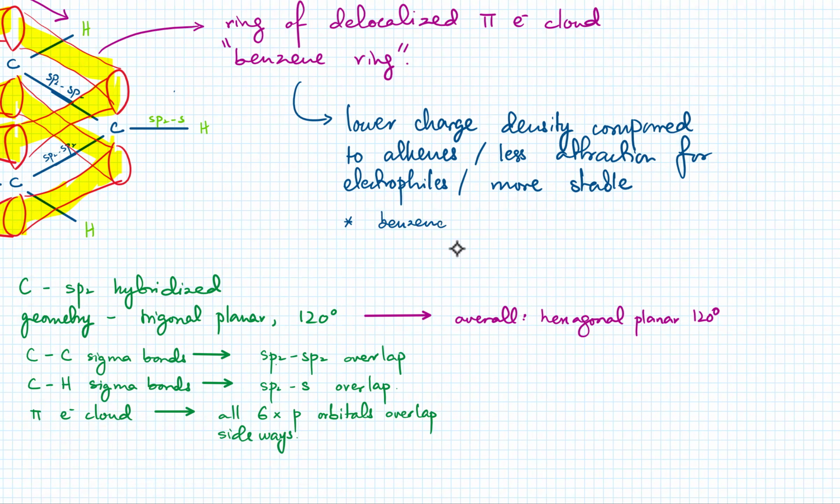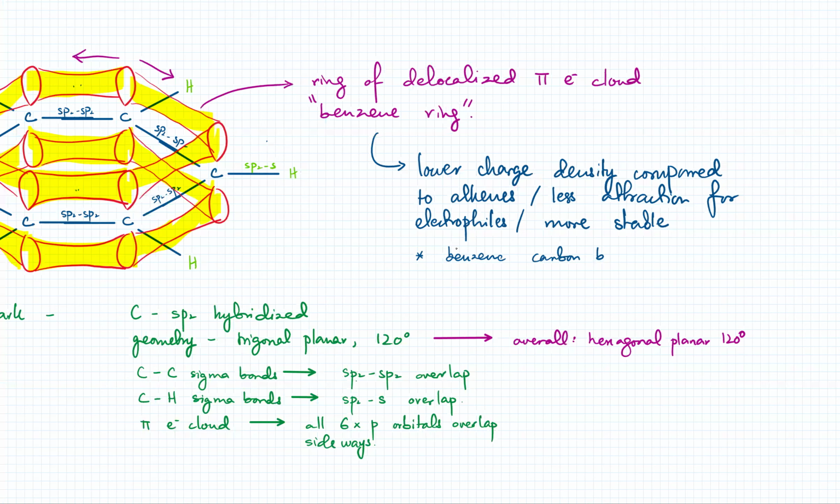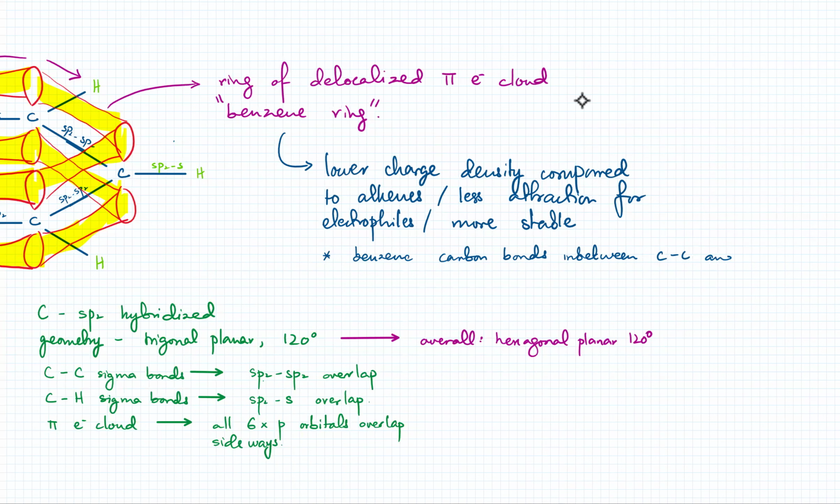So benzene carbon bonds, because it's partial sharing. The electron density is being shared on both sides. So benzene carbon bonds are somewhere in between a double bond and a single bond. Okay, that's in between a carbon single bond and a carbon double bond. Okay, it's something in between.